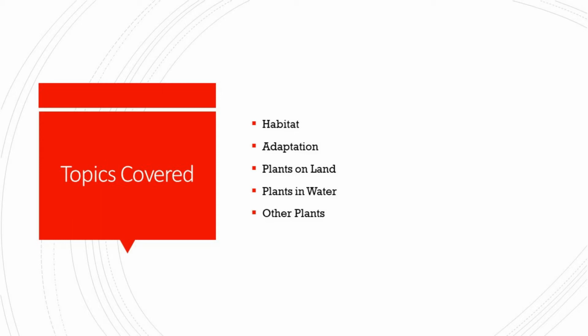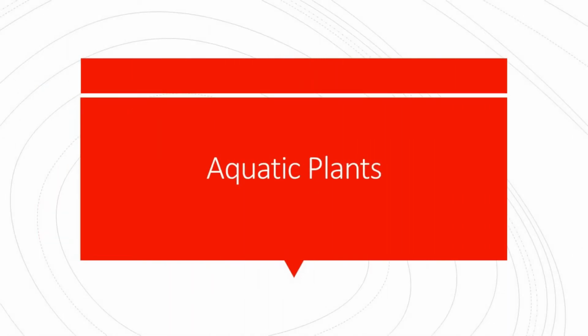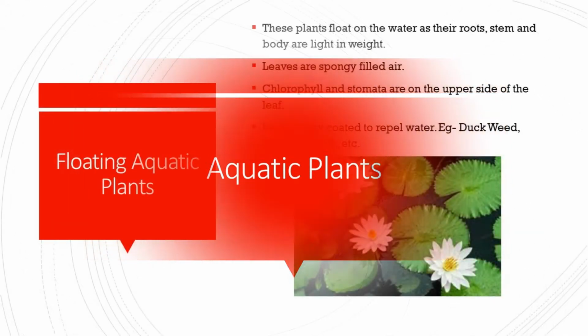plants in water. Plants that grow in water are known as aquatic plants. There are mainly three types of aquatic plants: floating aquatic plants, fixed aquatic plants and underwater aquatic plants. Now first, as the name says, floating aquatic plants.